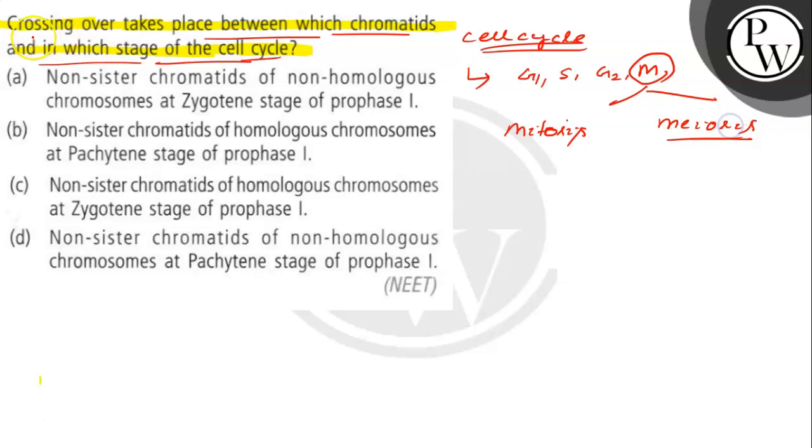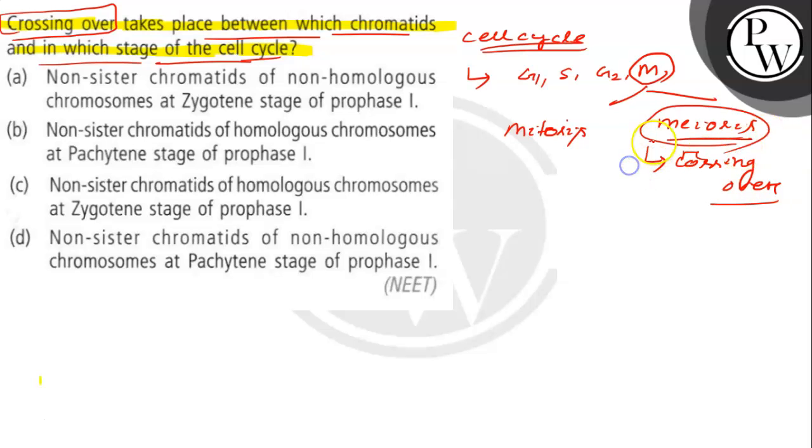But the question is asking about crossing over. This crossing over takes place in meiosis. This is happening in the meiosis stage. So meiosis is a reductional cell division, that is it takes place in two steps, and the chromosome number becomes half in the daughter cell.